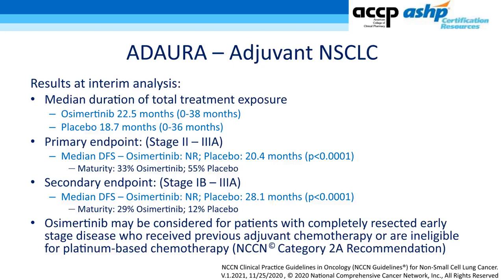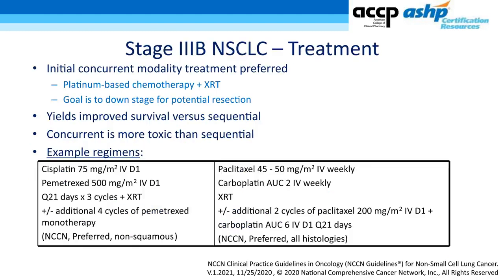With these results, osimertinib may be considered for patients with completely resected early-stage disease who received previous adjuvant chemotherapy or are ineligible for platinum-based chemotherapy, and this is recommended as a Category 2A recommendation from NCCN. As we progress through our staging to now stage 3B non-small cell lung cancer, you will note that we continue to use platinum-based chemotherapy. However, in this stage, we add back in radiation therapy, where we do find improved survival with combination concurrent chemotherapy and radiation in comparison to those that have sequential treatment.